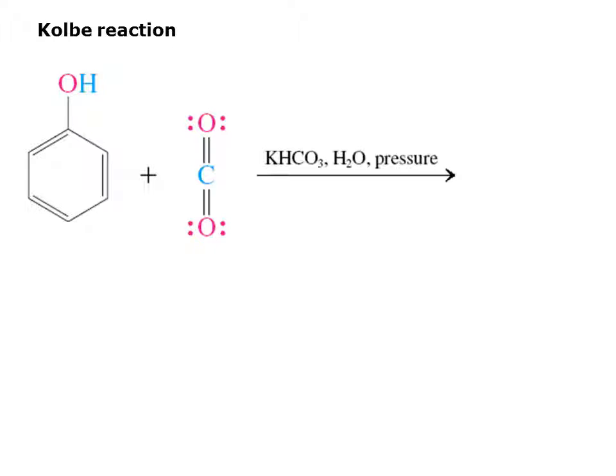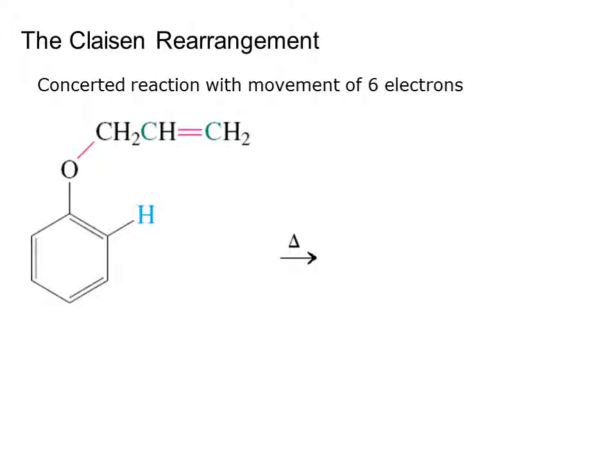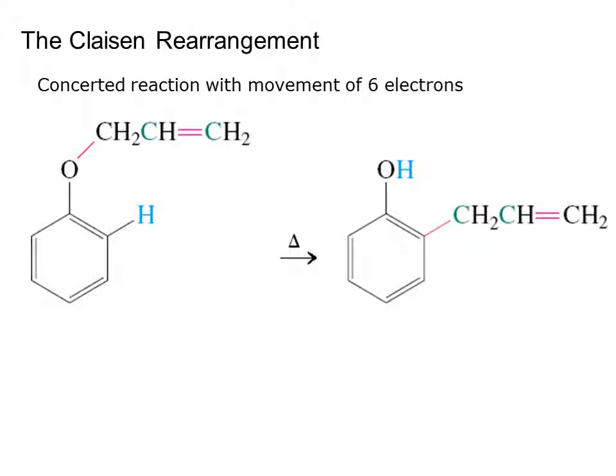A couple more reactions we're going to talk about with phenols. We can turn those into phenoxide ions. So if we have carbon dioxide, we can make a nice new carbon-carbon bond on the ortho position relative to our phenol. A more common reaction is going to involve an ether. It's going to be called the Claisen rearrangement. We're going to go from an unsaturated ether to two groups, a phenol and a chain of unsaturation on the ortho position. This is going to be a concerted mechanism.